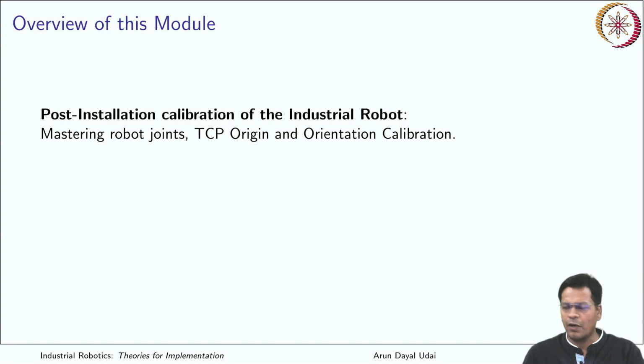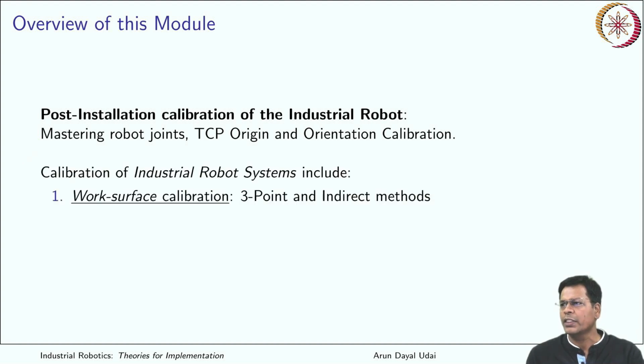This was our post-installation calibration task we did with the industrial robot, that is mastering of robot joints, TCP origin calibration and TCP orientation calibration that we did in the previous class. In this module we'll be doing calibration of industrial robot systems that include work surface calibration. We will be doing this in today's lecture, that is 3-point calibration and indirect method.